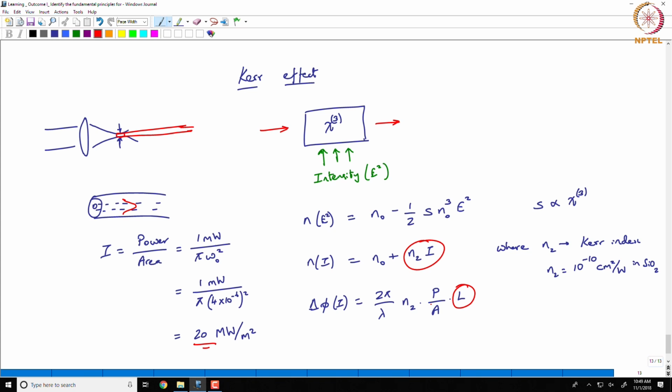So, in some ways it is easier to observe a lot of these nonlinear effects in an optical fiber than if you do it in, like, what we say, free space. So, free space is this picture, whereas in an optical fiber that interaction can be over much longer distances.